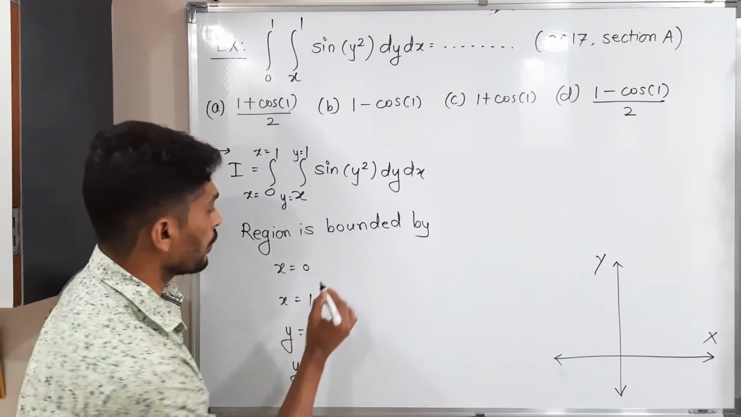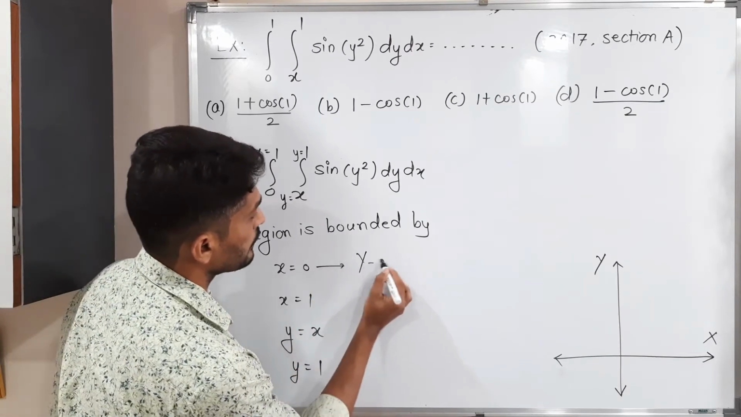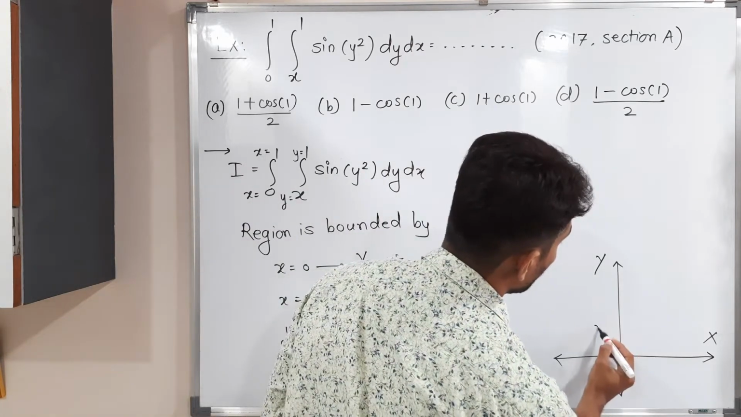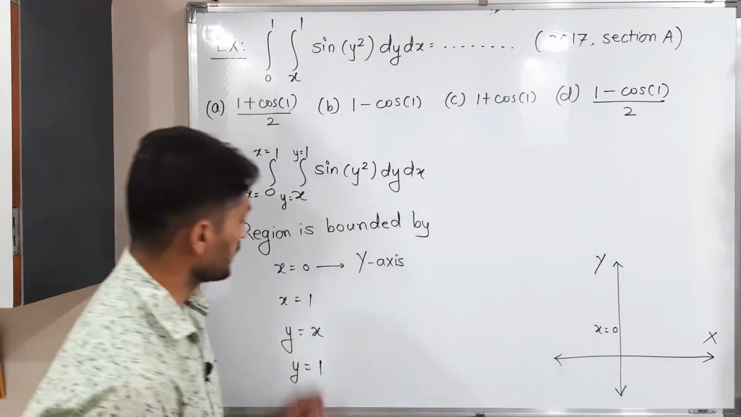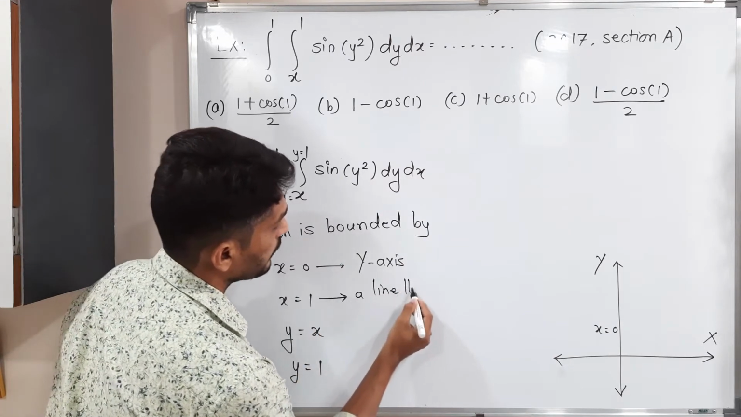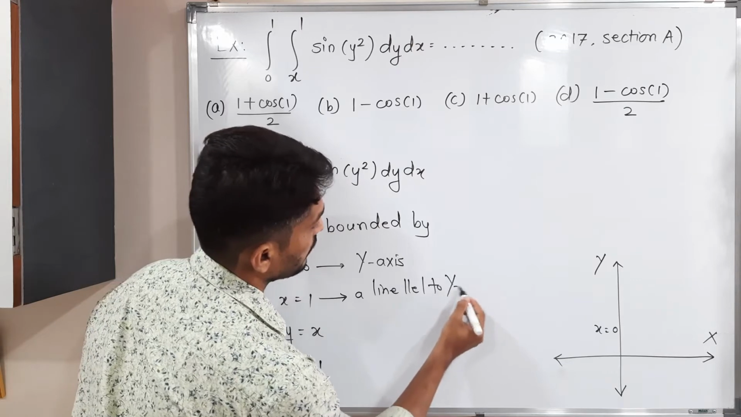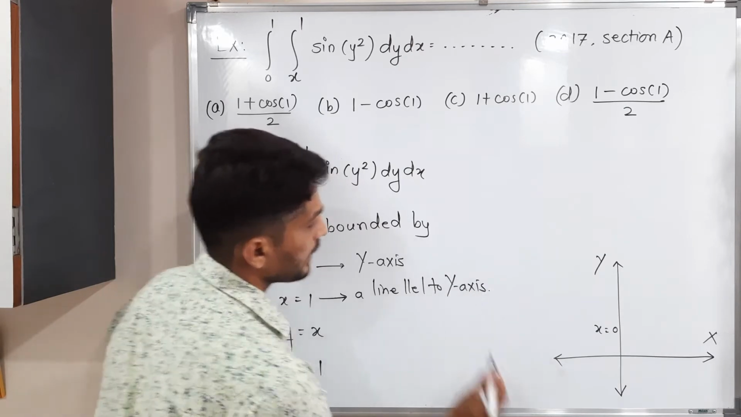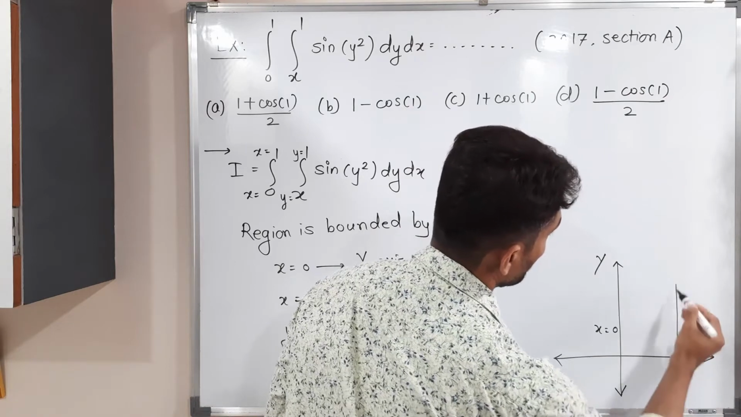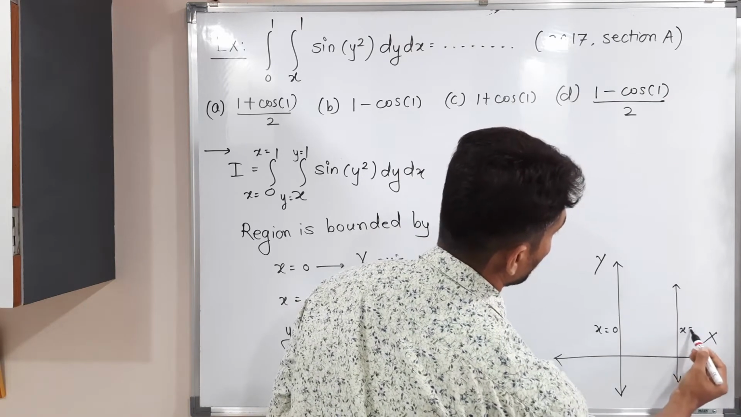As you know, x is equal to 0 is the equation of what? The y-axis. X is equal to 1 is a line parallel to the y-axis. So I will draw that line here, which passes through x is equal to 1.